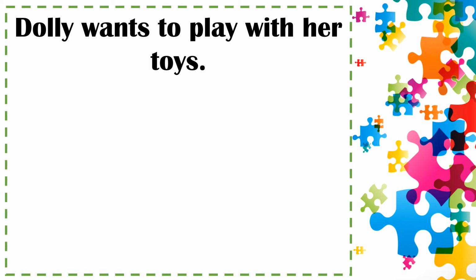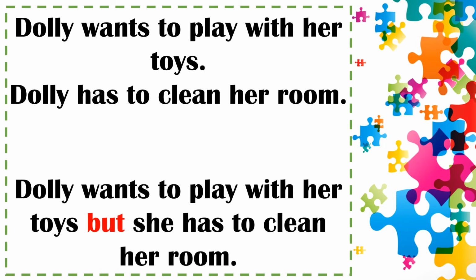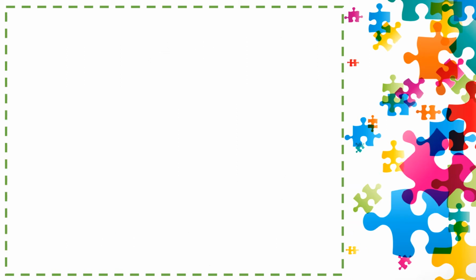Similarly, Dolly wants to play with her toys. Dolly has to clean her room. Now, both the sentences are talking about two opposite ideas. So, if we have to join these two sentences, then we have to do so with the help of the conjunction but. So, we will rewrite the sentence as Dolly wants to play with her toys, but she has to clean her room.